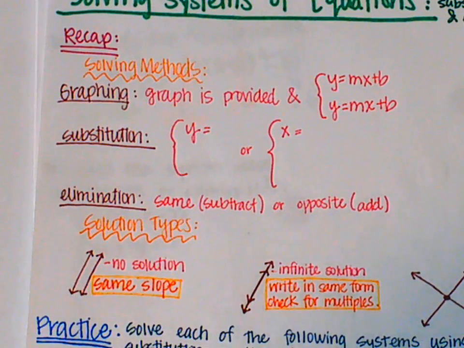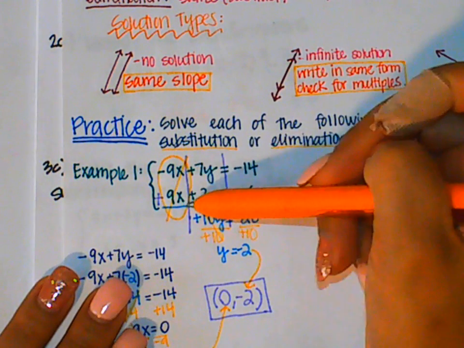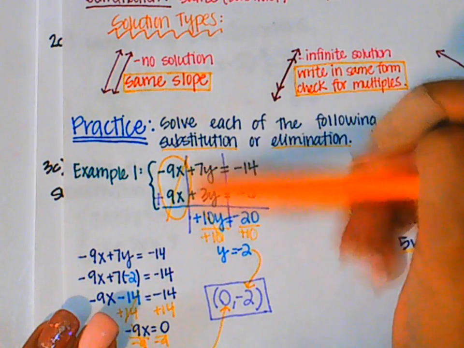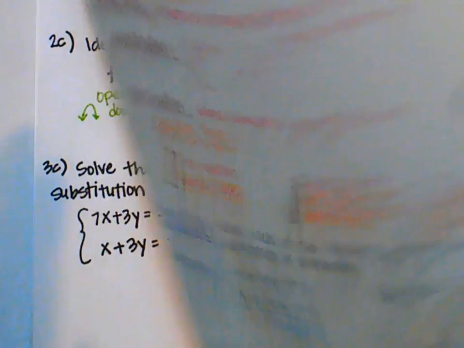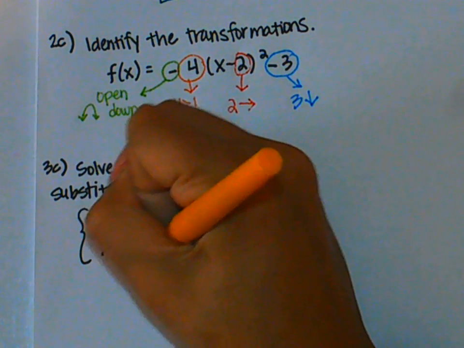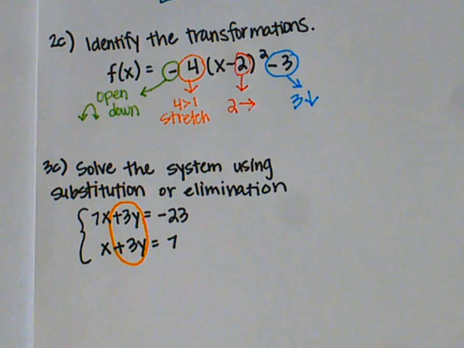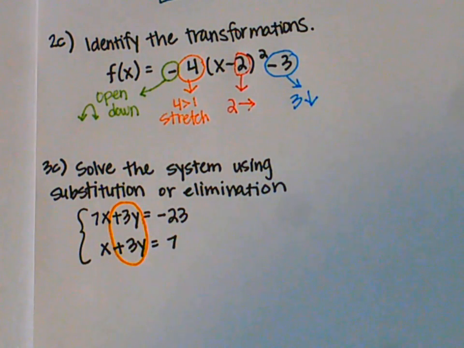So that would be something like we did here. We saw that we had a negative 9x and a positive 9x. We don't have opposites with the y's, but we only need one of the variables to have opposites or the same. So when I look at this, I actually do have the same right here. I have a 3y and a 3y. Remember that they have to be the same number and the same variable. You can't have like a 3y and a 3x. Those wouldn't be opposites of one another.